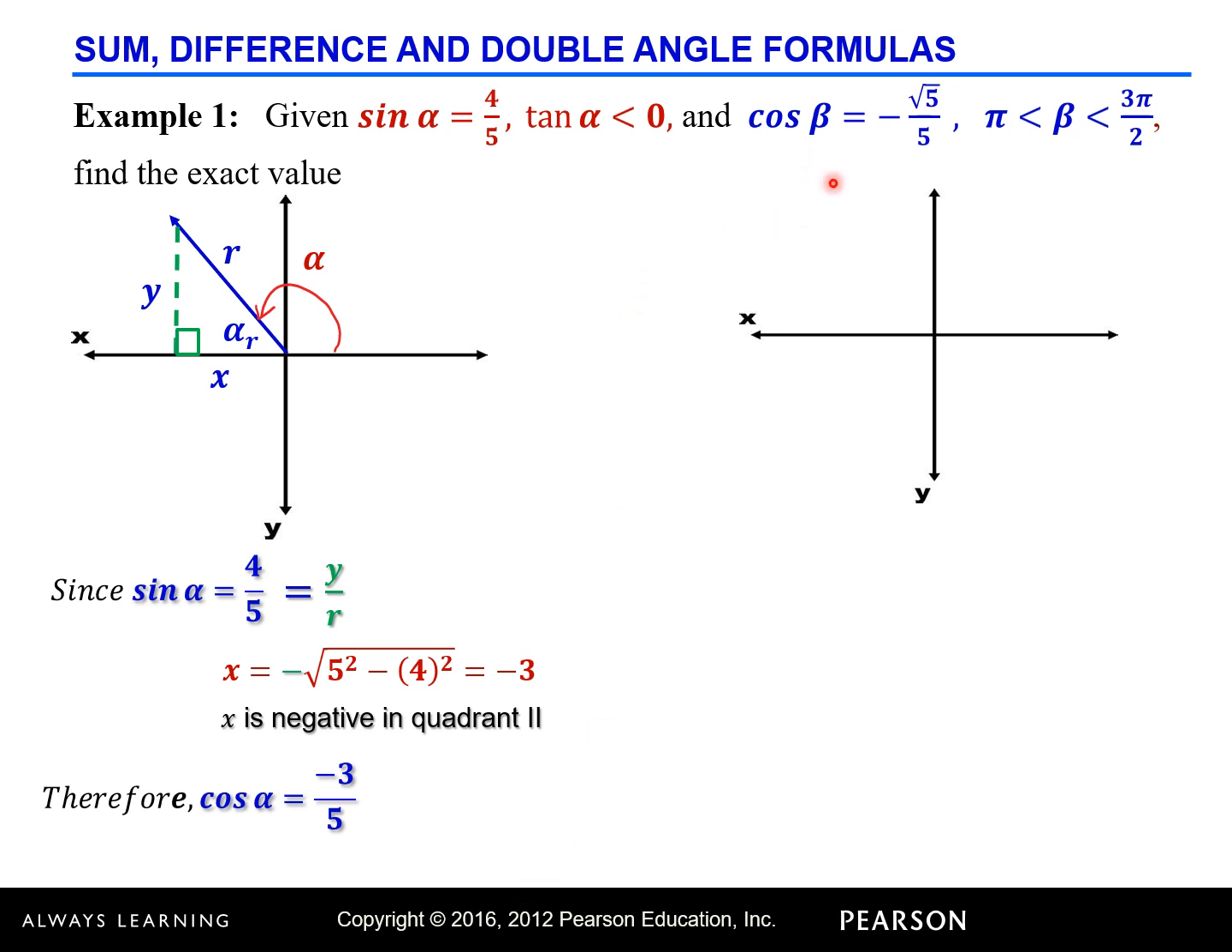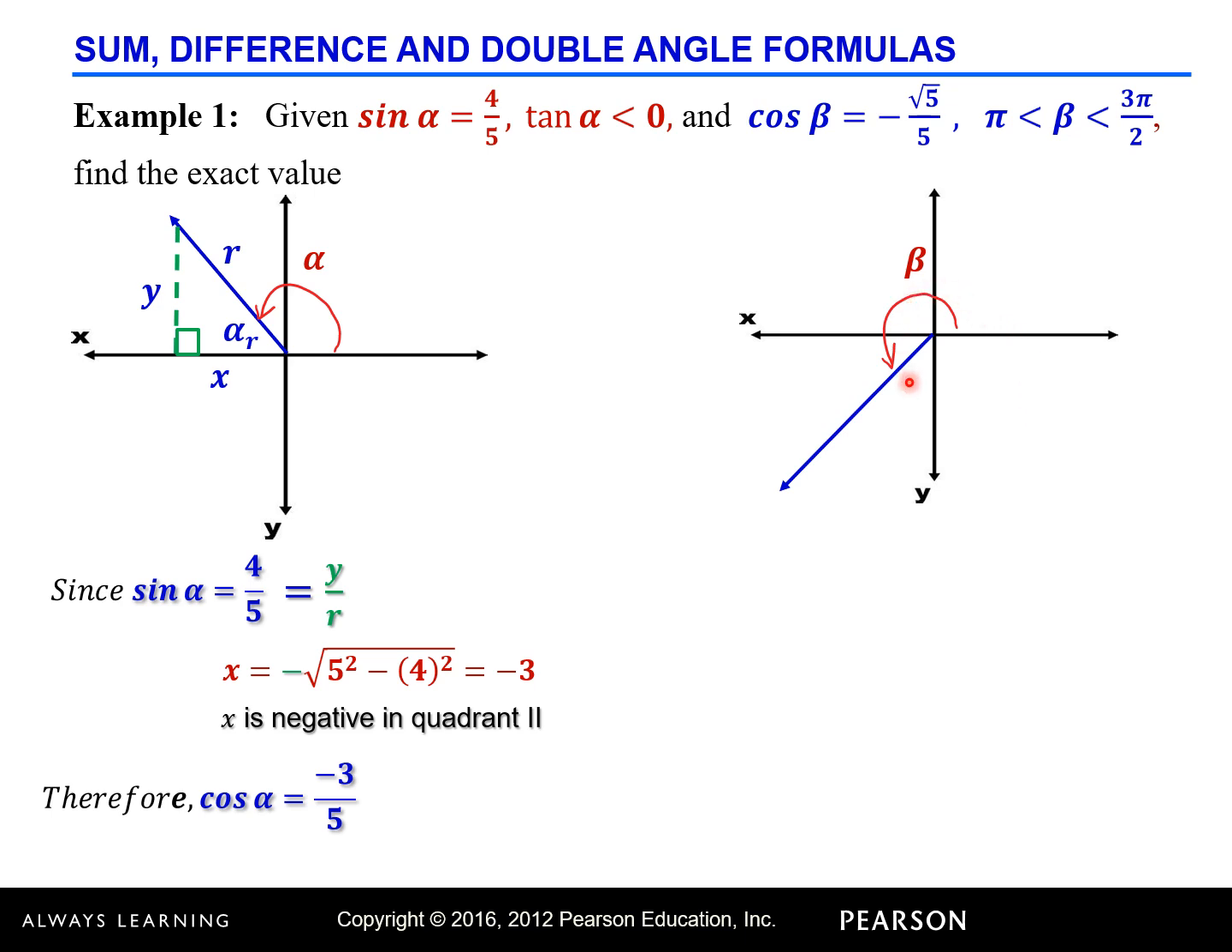Then let's proceed to beta. We have a given cosine beta, and our aim is to find sine beta. So we have to locate the terminal side of beta. Since beta is between pi and 3 pi over 2, we know that pi is 180 degrees and 3 pi over 2 is 270 degrees, meaning beta is between 180 and 270, so it is in quadrant 3. To confirm, cosine beta is negative, and it is true that cosine is negative in quadrant 3. So our angle is in quadrant 3.